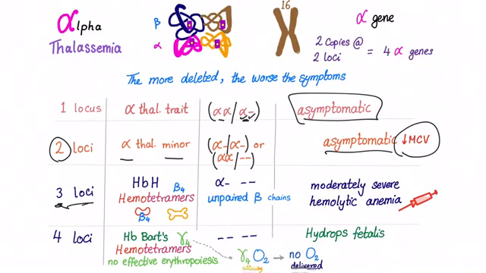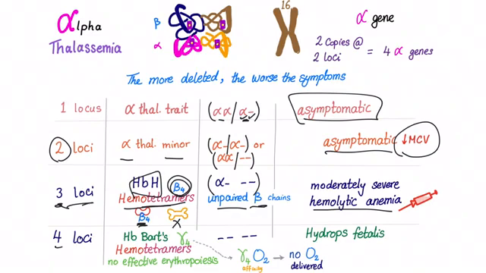Now 3 loci deleted. So 3 of the alpha genes are deleted. So beta chains will now be unpaired. They form beta 4 tetramers. We said when globin chains are deleted, hemotetramers are formed. In this case, beta 4 tetramers. They are present in the RBCs but not in the bone marrow. These are hemoglobin H or beta 4 tetramers. What are the symptoms? Moderate to severe hemolytic anemia. So there are symptoms.